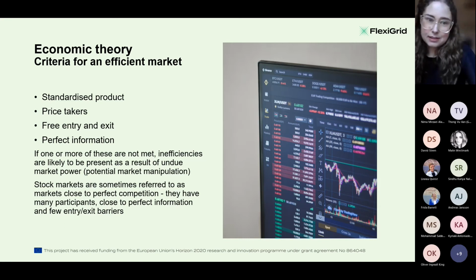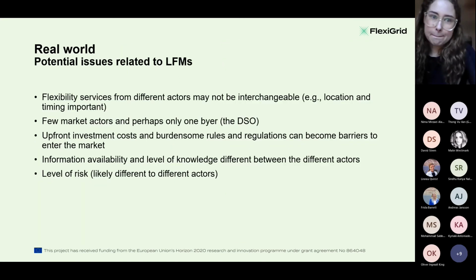An example of a market that is sometimes referred to as at least close to perfect competition, but not quite, is the stock market. This market has many participants, it's close to perfect information, and there are few entry and exit barriers, but it's still not perfect because we do have institutional investors that are likely to be able to influence price, and they are therefore not price takers. So although perfect competition and a super efficient market is quite difficult to achieve, it should always, of course, be endeavored when thinking about market design.